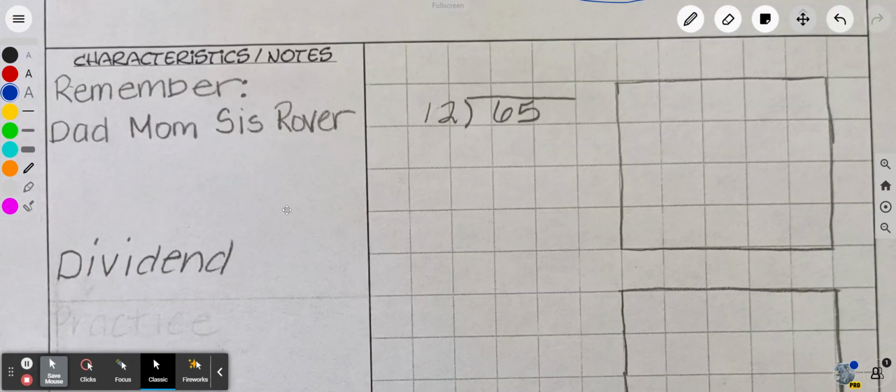Okay, let's write some notes. Let's remember our terms for the steps for division. Dad, mom, sister, rover. So remember, dad meant to divide, so you can just put the symbol for division. Mom meant to multiply. Sis was subtract, and rover was to repeat.